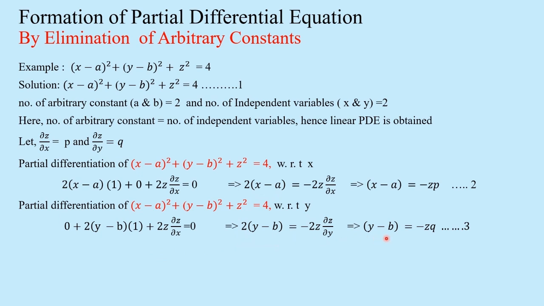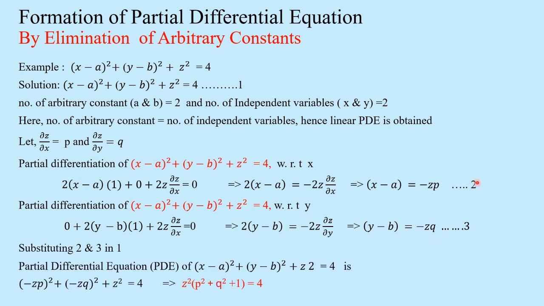We get y minus b is equal to minus z q. Now substituting 2 and 3 in 1, we get this. Now take z square out as common. We get p square plus q square plus 1 is equal to 4. This is the required PDE.